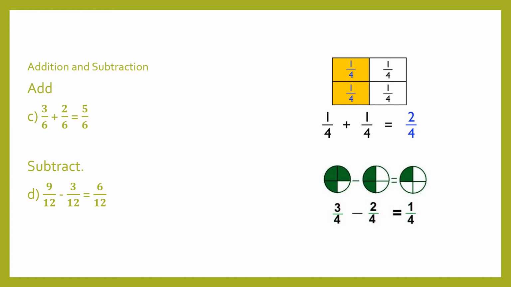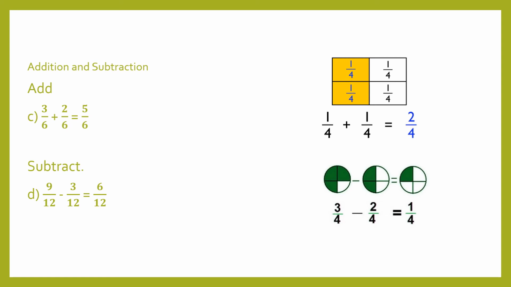Why do we not add the denominators? Because we are not changing the number of parts. The number of equal parts will remain the same. If I add 4 plus 4, the size of the equal parts is not the same anymore. So we will only add up the number of parts taken or shaded. So 1 by 4 plus 1 by 4 is equal to 2 by 4.